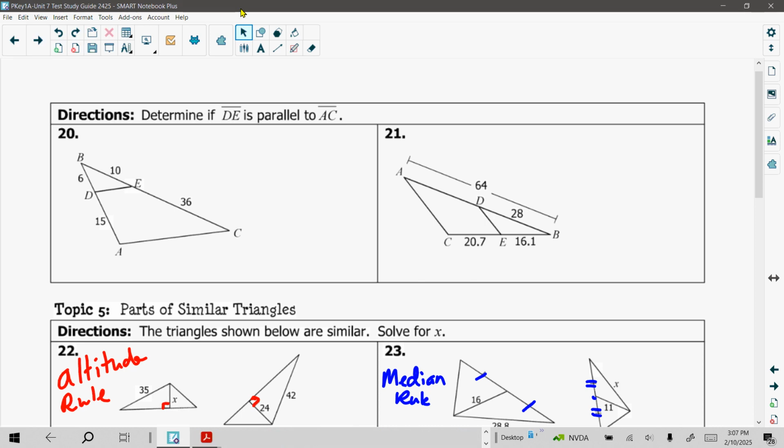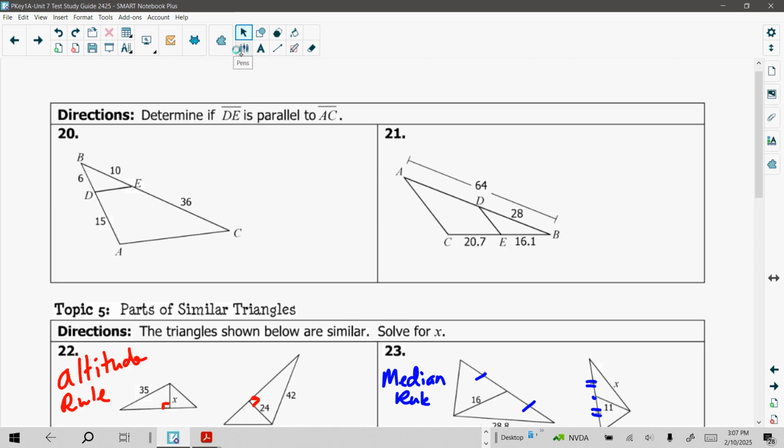All right, let's go over the remaining parts of the review here. Like I said, I'm going to focus on the odds. On these two sections, 20 and 21, you have to determine if the lines are parallel by checking the ratios. If the ratios are the same, then the lines are parallel.